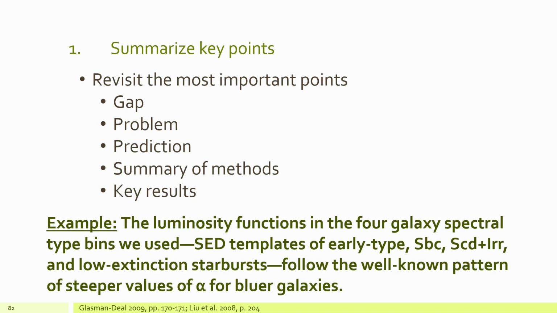Liu et al. begin a subsection of their discussion this way. They recap one of their major findings, which the subsection provides more detail about. The luminosity functions in the 4 galaxy spectral type bins we used, SED templates of early type, SBC, SCD plus IRR, and low extinction starbursts, follow the well-known pattern of steeper values for alpha for bluer galaxies.